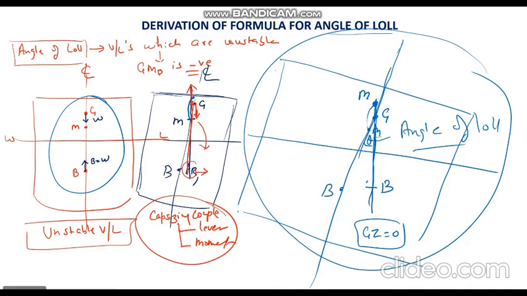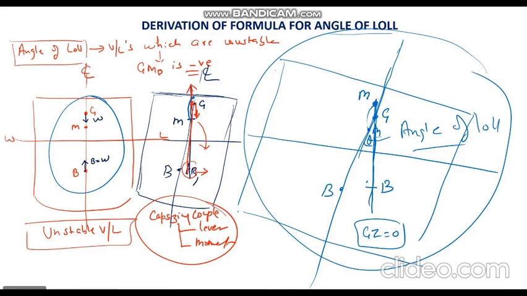So now, the angle of loll is the angle at which, for an initially unstable vessel, during the heeling process, the GZ becomes 0. That angle is called the angle of loll. Is that clear, beta?